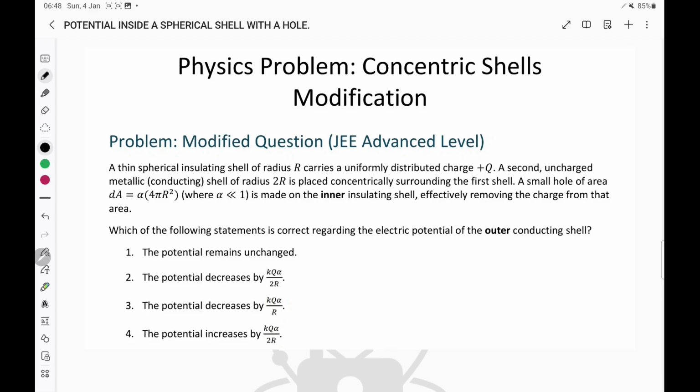Which of the following statements is correct regarding the electric potential on the outer conducting shell? Option 1, the potential is the same. Option 2, the potential decreases by kq alpha by 2r. Option 3, the potential decreases by kq alpha by r. And option 4, the potential increases by kq alpha by 2r.